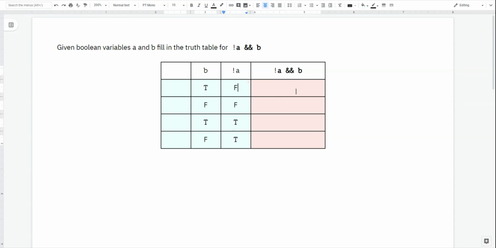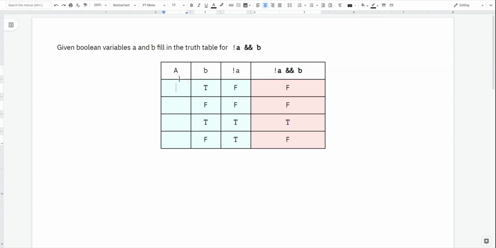Because now what I want to do is I'm going to do not A and B. So remember, and means they both have to be true. So are they both true? No. So it's false. Are these both true? No. Are these both true? Yes. So there's that true. And then this one, I know it's going to be false. So my final solution is false, false, true, false.